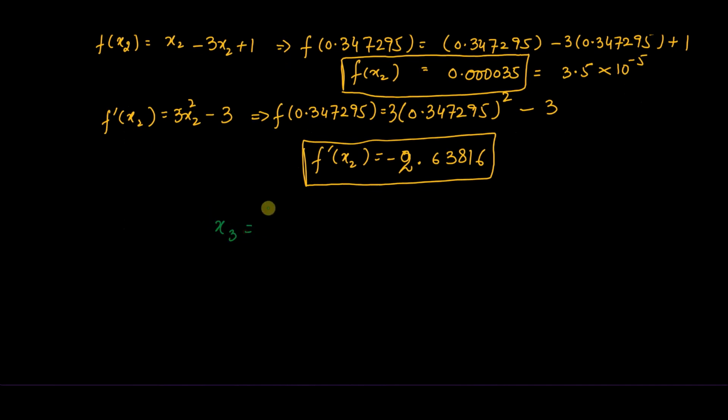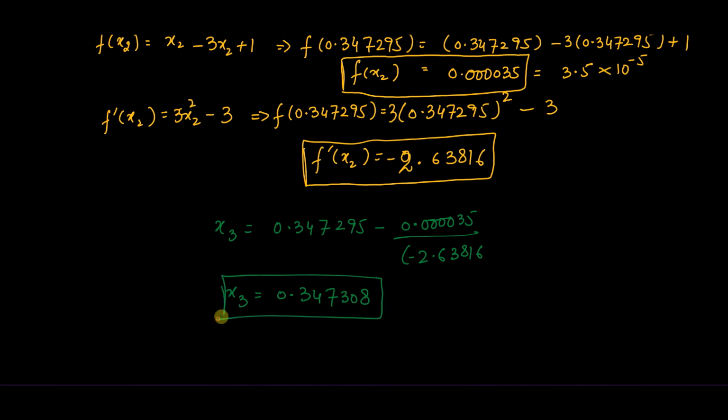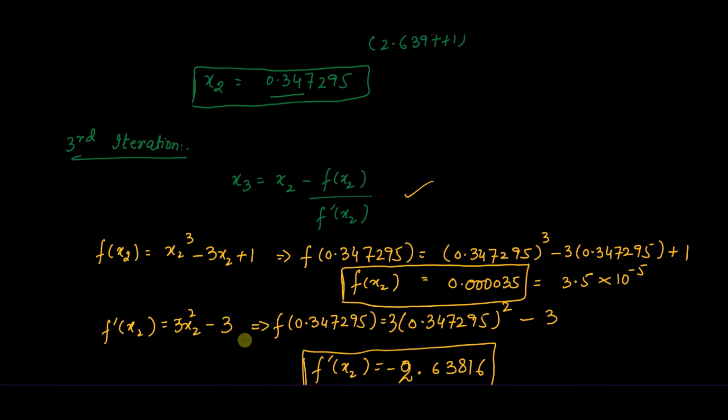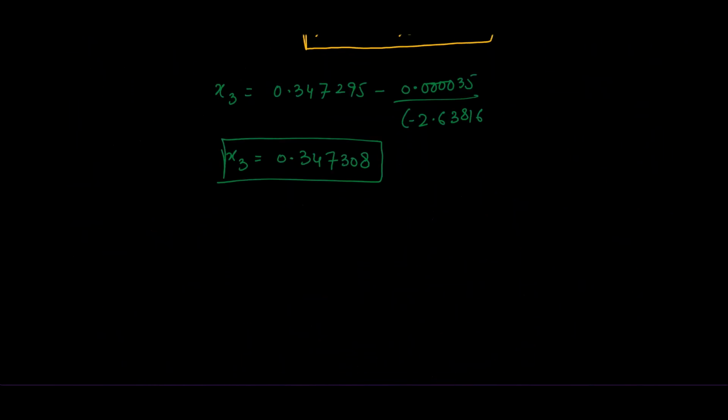So we have x3 equals x2, at the place of x2 we have 0.347295, minus 0.4 times 0 and then 3.5 divided by negative 2.63816. So after solving we will get 0.347308.